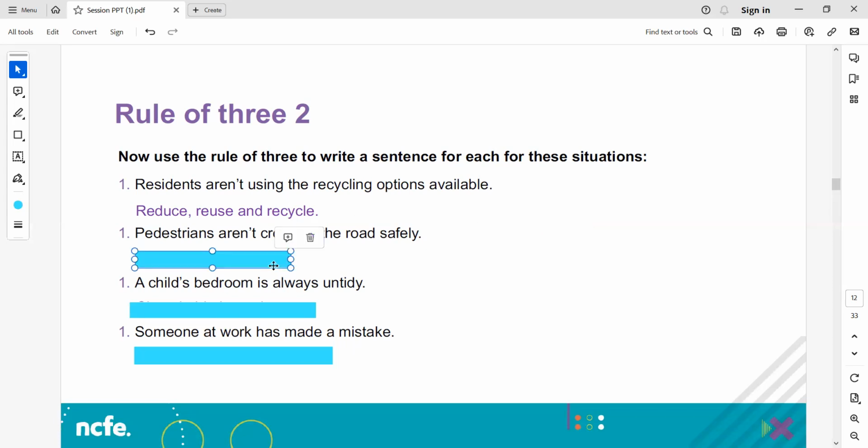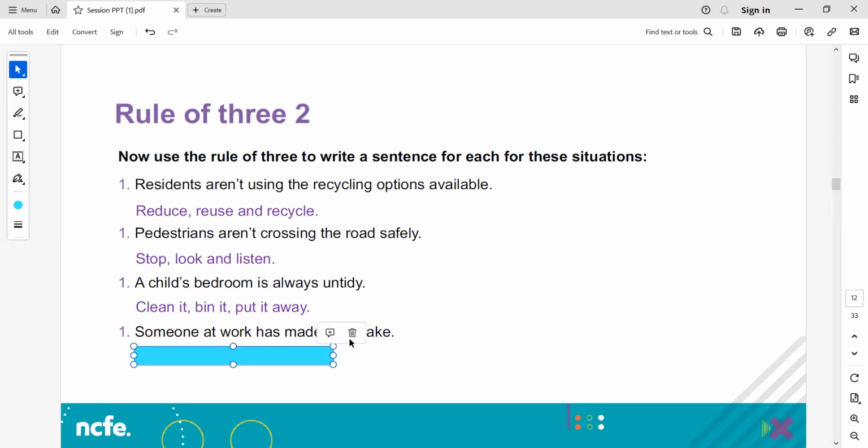Okay, pedestrians aren't crossing the road safely. So the rule of 3: stop, look, listen. Child's bedroom is always untidy. Clean it, bin it, put it away. So it might be something that people come up with to repeat to their child rather than having an argument with them, going into the reasons why they should keep their room tidy. They might just come up with a few words that they say to them when they need to tidy their room.